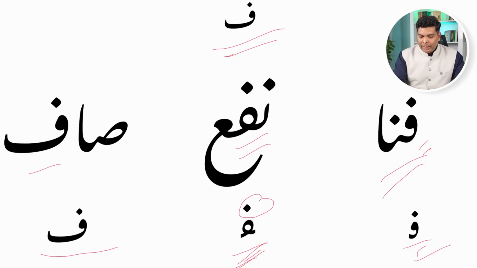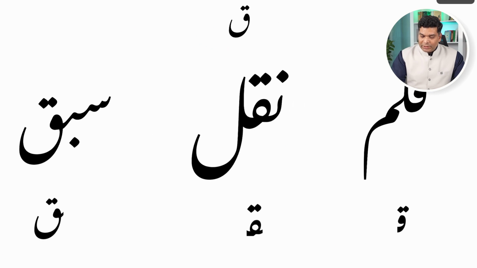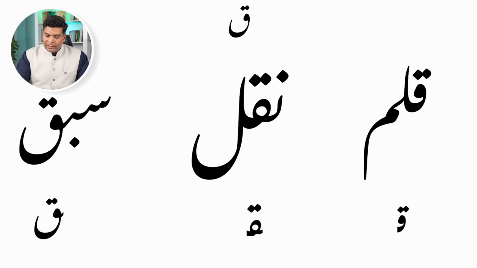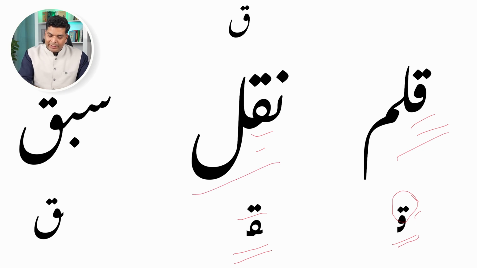So that's fe. If we go to the next one, which is qaf, qaf is almost similar to fe. So if you see here in the beginning, it is very, very similar to fe. The only thing is there are two noktas instead of one nokta. In the middle, it is taking exactly the fe shape, but there are two noktas to say it is qaf. So this is qalam, where it is in the beginning. This is naql, where it is in the middle. And the third one, called sabaq, it is in the end and it is retaining the shape, right?